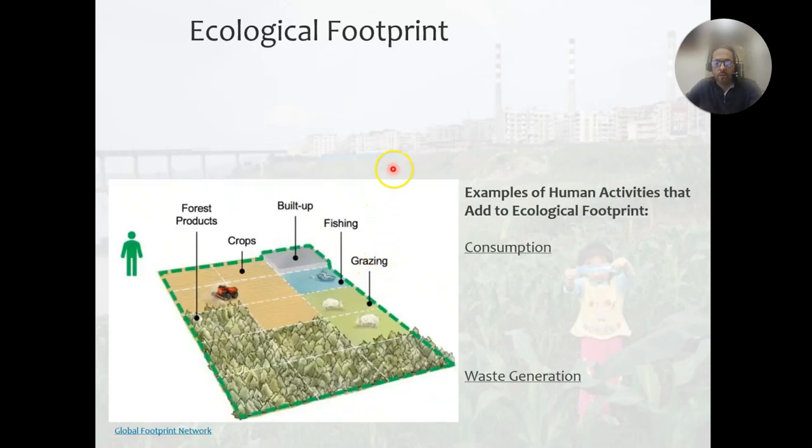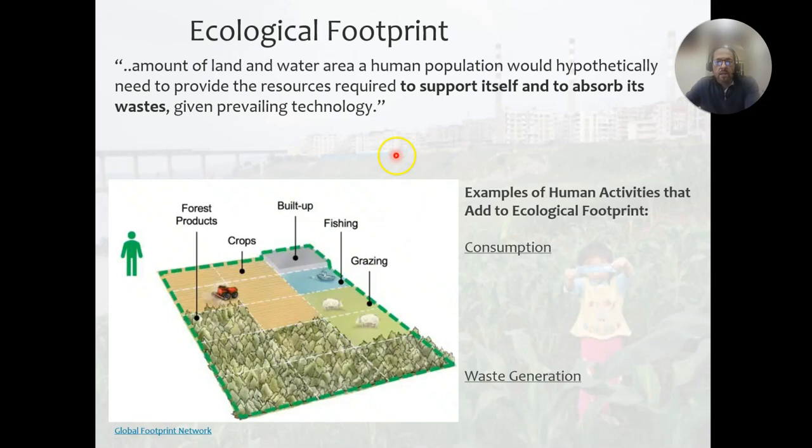Okay, so ecological footprint, what does it mean? This is how it's defined in the video. The amount of land and water area. So this is really important, this first part. It's an area of land and water, right? So you kind of sort of visualize it down here. So that's what's really nice about this concept. It actually indicates a physical area.